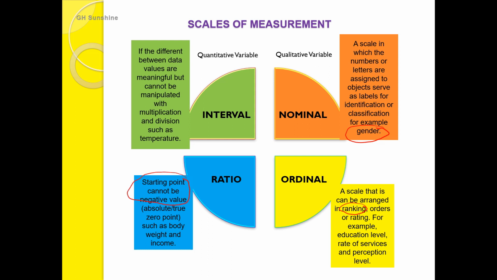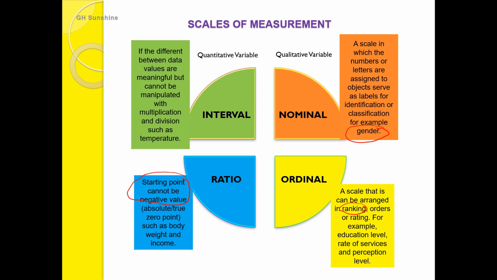So always absolute or true 0 point. For example, body weight and income. So body weight can be negative? No. Can be 0? No. That's why body weight is a ratio scale. Income. Income for a worker. So income, when you work, for sure you have income. So cannot be negative value for a ratio scale.